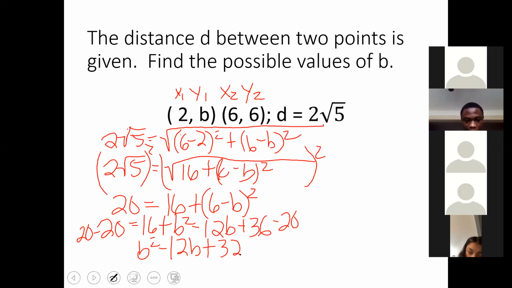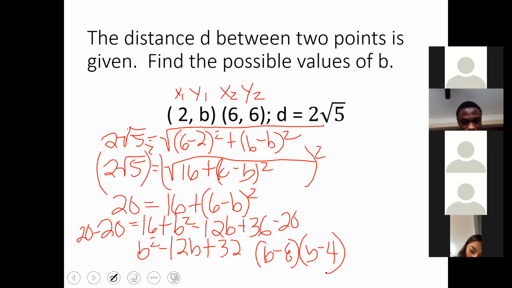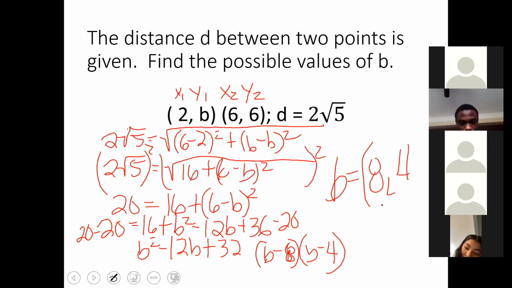Now, how do I factor this? Well, I got to find the factors of 32 that'll get me to 12. 8 and 4, right? 8 and 4 would be it. So I have b minus 8 and b minus 4. And this one also has two values. b can equal 8 or 4. And that would be my solution set.